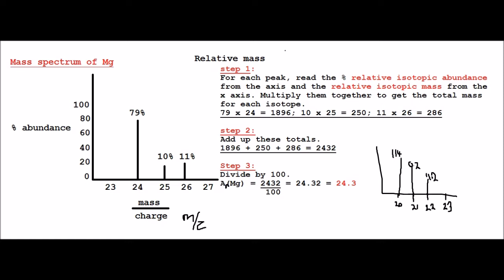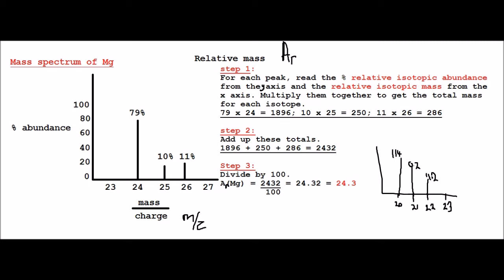So in an exam you might be asked to figure out the Ar, which we know from previous videos is the relative atomic mass, and to figure it out we just have to follow these steps here. For each peak, read the relative isotopic abundance from the y-axis and the relative isotopic mass from the x-axis, and multiply them together to get the total mass for each isotope. So that's pretty easy.